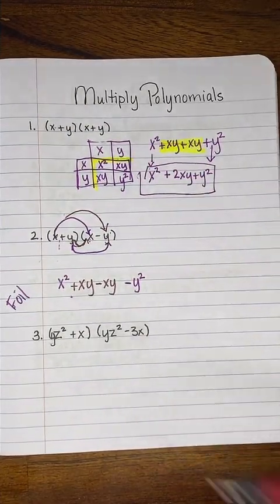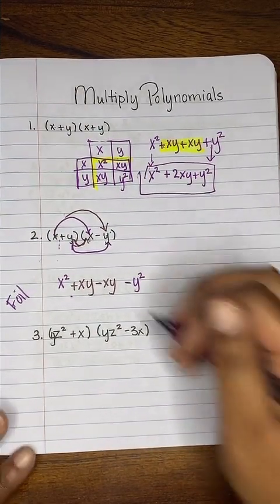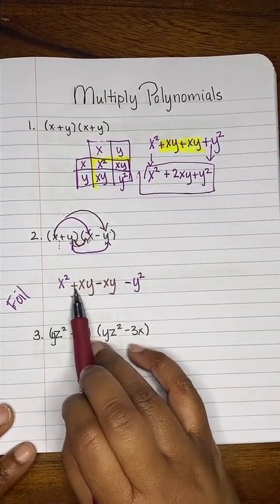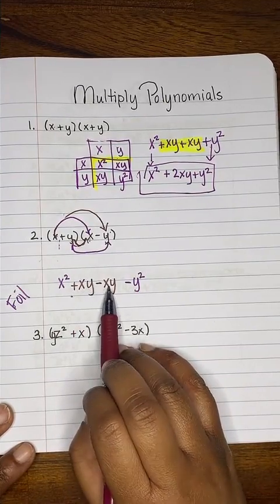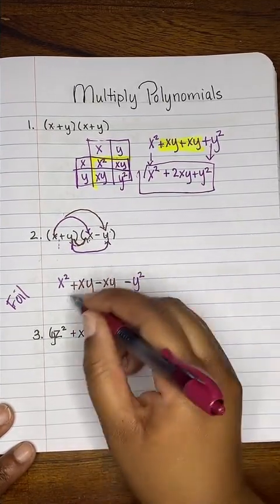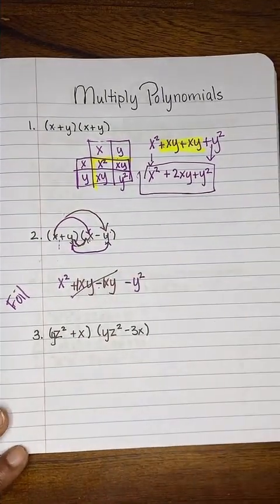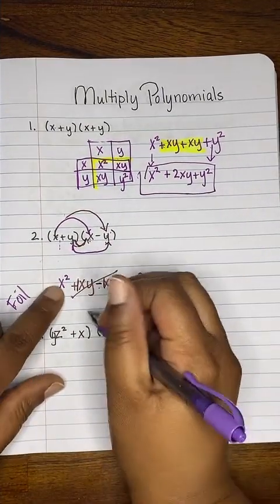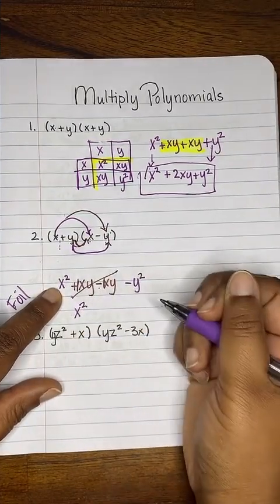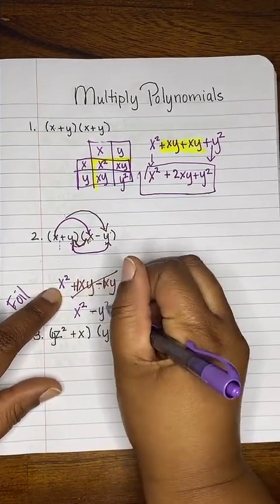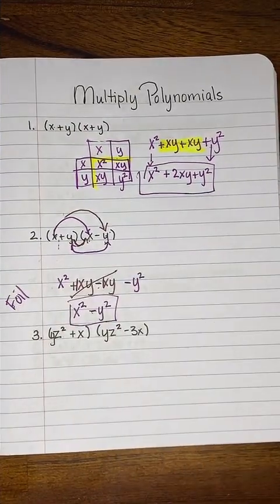And then this last one, we're going to do a different way. You could do these multiple ways, you guys. So xy minus xy, these cancel out because it's 1 minus 1. These go away, and we're left with x squared minus y squared. And this is your answer.